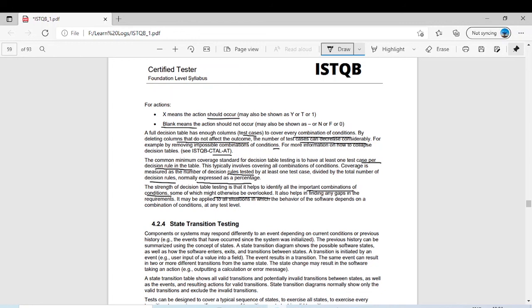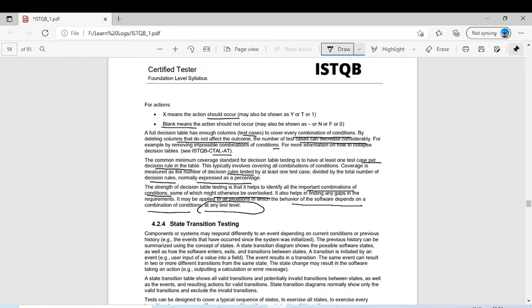It may be applied to all situations in which the behavior of the software depends on a combination of conditions, at any test level. For example, for one action you may have different combinations, so you will come to know in this condition. It also comes with experience. You will tell that for this combination, for this particular test object, I should apply the decision table technique. And a very important thing: as with equivalence partitioning and boundary value analysis, decision table testing can be applied on all test levels. So that is decision table testing.